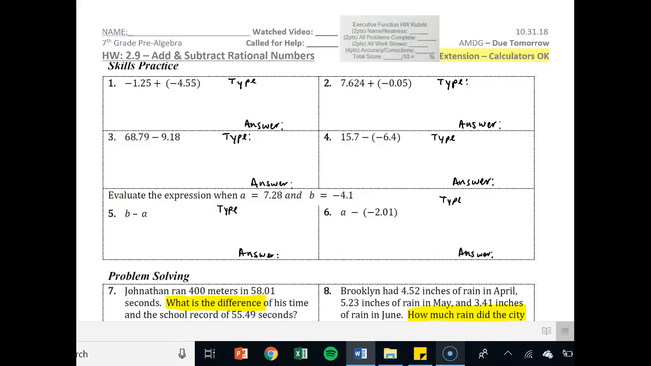Welcome to Homework 2.9, add and subtract rational numbers. As extension homework, a calculator is okay. Obviously, if you watch the video, go ahead and put the check mark. So you're going to label the type and then give me the answer.